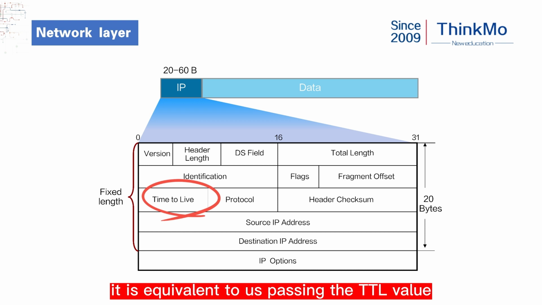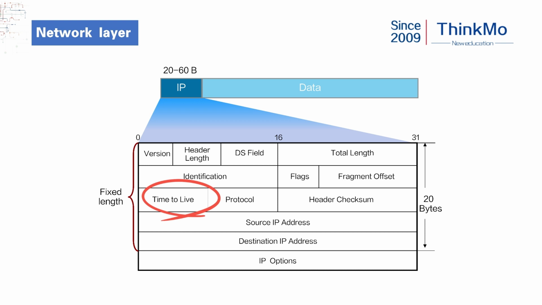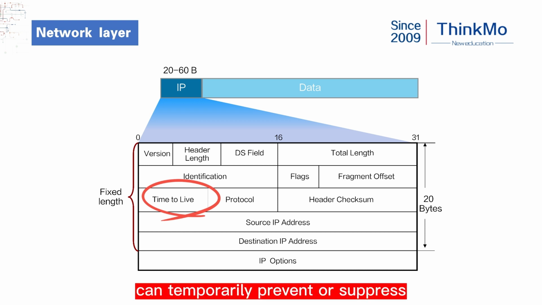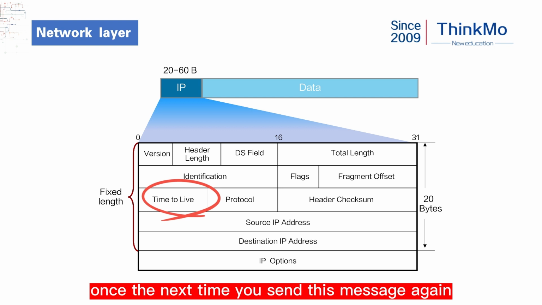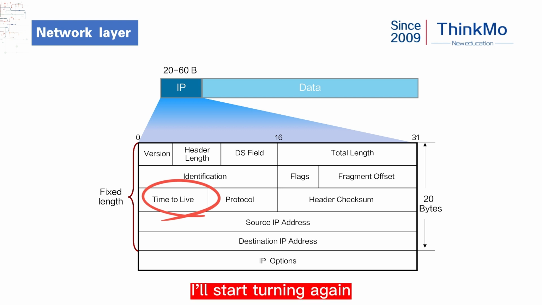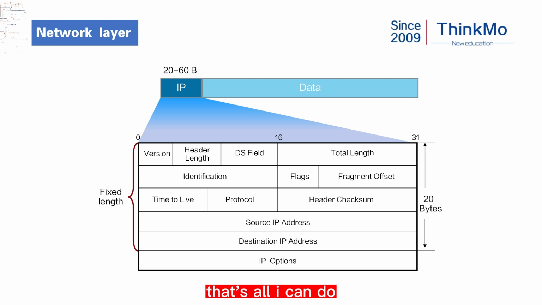It is equivalent to using the TTL value to temporarily suppress this round of the loop problem in our network. It doesn't break the loop, it can only temporarily remove it. Once you send this message again next time, I'll start turning again, only finishing 255 times before I throw this one away. This message will not be forwarded in the network forever. That's all it can do.